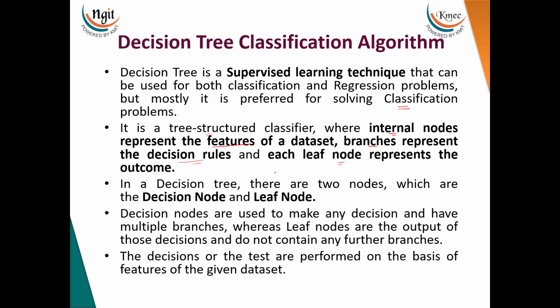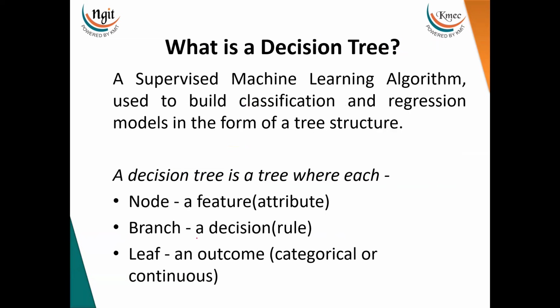In a decision tree, there are mainly two kinds of nodes, the decision node and the leaf node. Decision nodes are used to make decisions and can have multiple branches, whereas leaf nodes are the outcome of those decisions and do not contain any further branches. So what is a decision tree? It is a supervised machine learning algorithm used to build both classification and regression models in the form of a tree structure. This is the important thing in a decision tree: it has a tree structure.